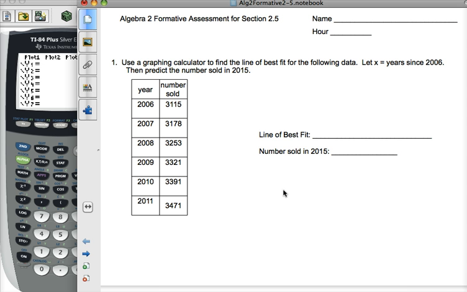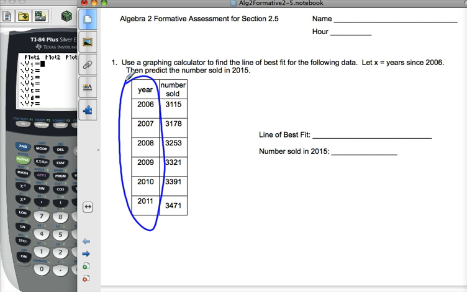We're going to use the graphing calculator to find a line of best fit for the following data. X equals the years since 2006. Also, I've got some years over on the left, and it's told you I've got some product where there's so many of them sold on the right. We're going to plug in numbers that represent year and then number sold.